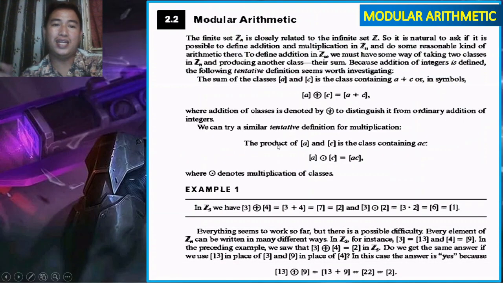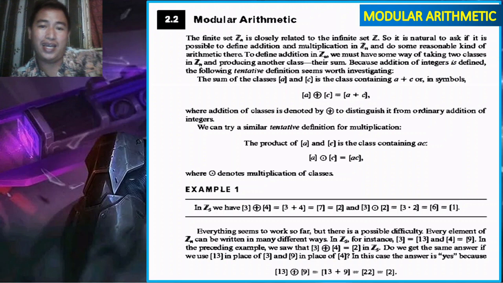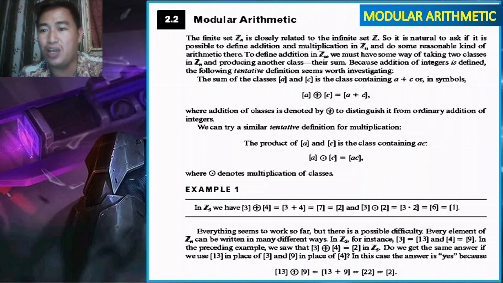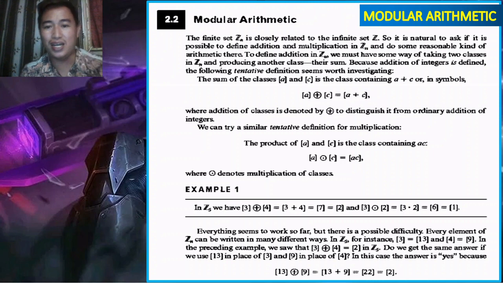Okay. Now, okay, let's go to the modular arithmetic. Okay, this is a section 2.2. So the finite set Zn is closely related to the infinite set Z. So it's natural to ask if it is possible to define addition and multiplication in Zn and do some reasonable kind of arithmetic there. So to define addition in Zn, we must have some way of taking two classes in Zn and producing another class. So there's sum. So natay duha ka classes class atong i-add. So natay ma-produce nga another class na dayon sa ilang sum. So malahi na gid iyang class.